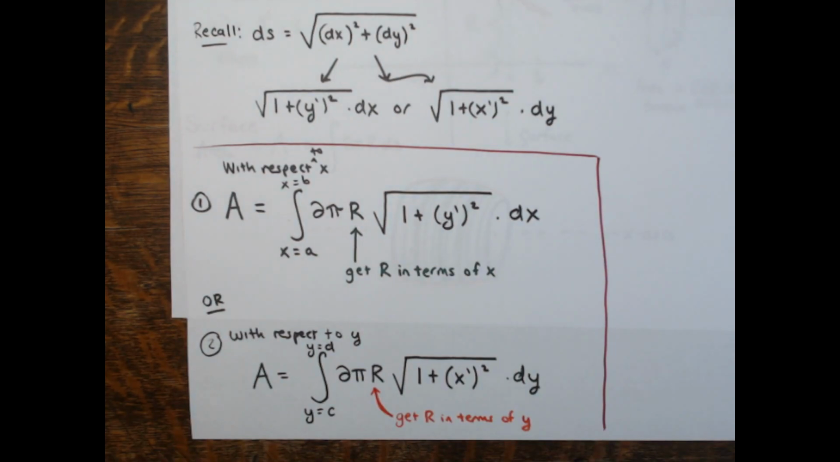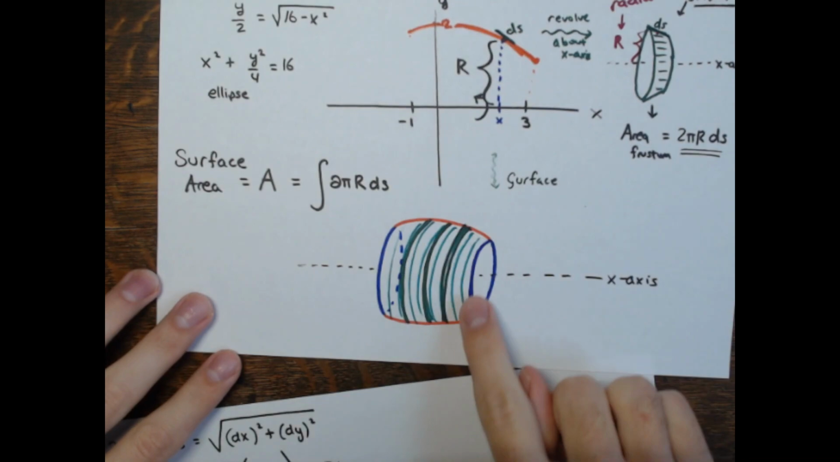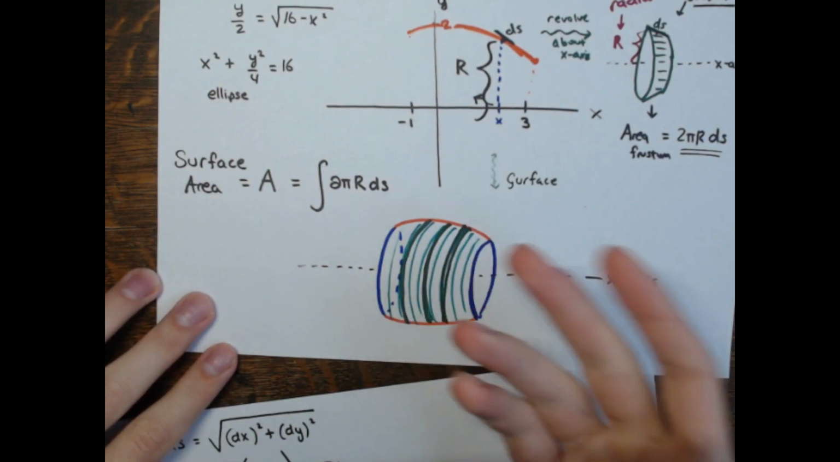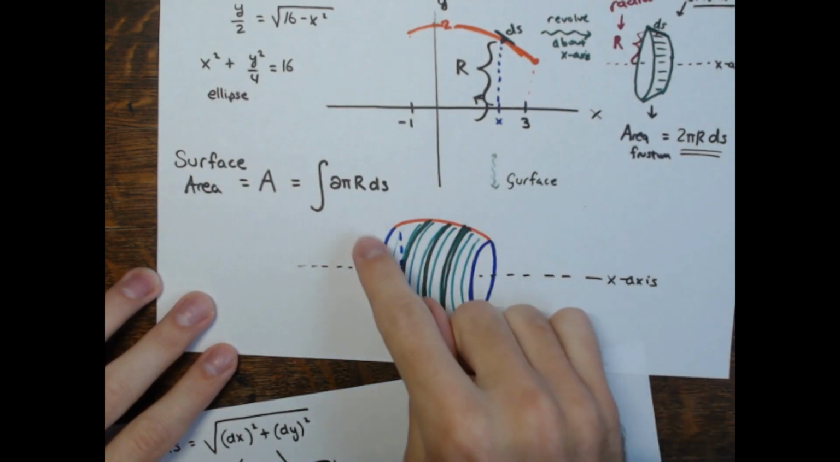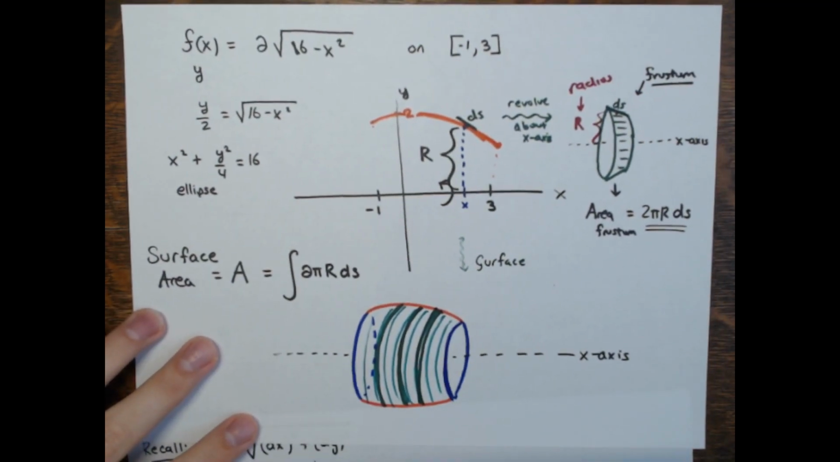So let's go back to our example and find what would be the surface area of this barrel shape, right? This empty barrel, no top or no bottom. It's this rolled up piece of paper.